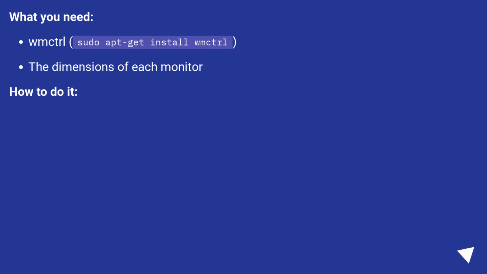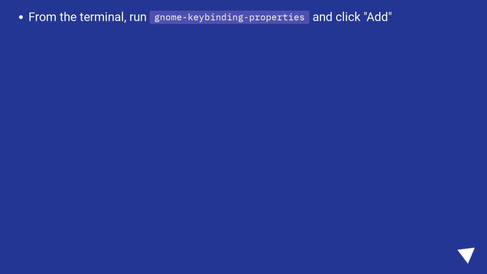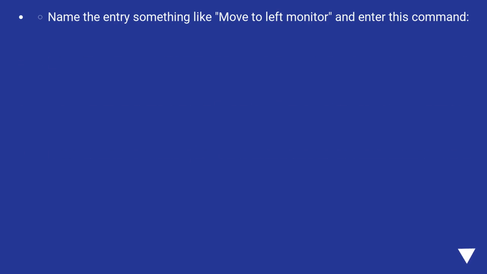What you need: wmctrl, sudo apt-get install wmctrl, the dimensions of each monitor. How to do it. From the terminal, run gnome-keybinding-properties and click add. Name the entry something like move to left monitor and enter this command.